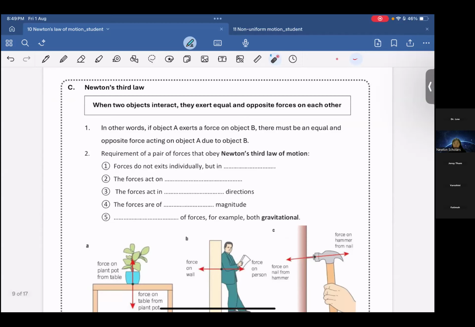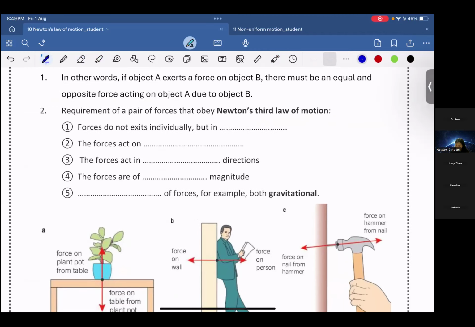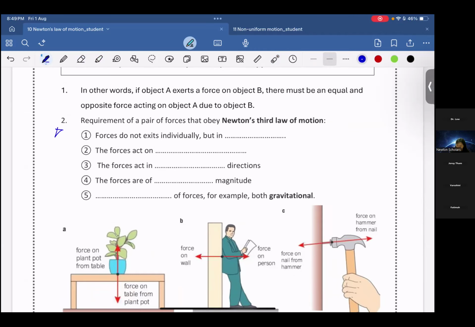So we already talked about Newton's first law, Newton's second law, and now we're talking about Newton's third law. Newton's third law is about action and reaction. Okay, here we should emphasize a few things. There must be two objects involved. Then they will have equal force, that means equal magnitude, opposite direction. This requirement number 2 is important.